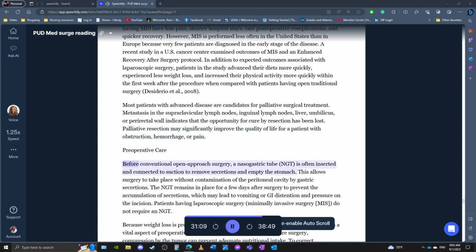Preoperative care. Before conventional open-approach surgery, a nasogastric tube is often inserted and connected to suction to remove secretions and empty the stomach. This allows surgery to take place without contamination of the peritoneal cavity by gastric secretions. The NGT remains in place for a few days after surgery to prevent the accumulation of secretions, which may lead to vomiting or GI distension and pressure on the incision. Patients having laparoscopic surgery do not require an NGT. Because weight loss is problematic for patients with gastric cancer, nutrition therapy is a vital aspect of preoperative and postoperative management.